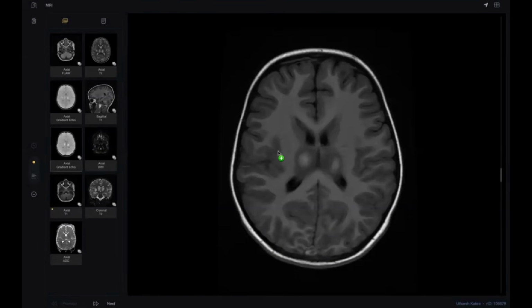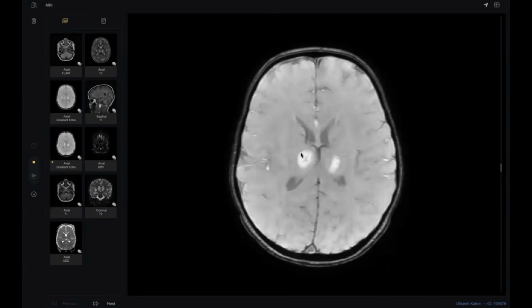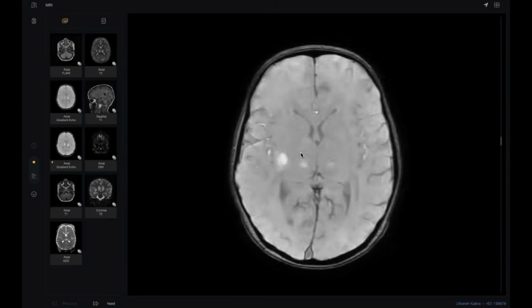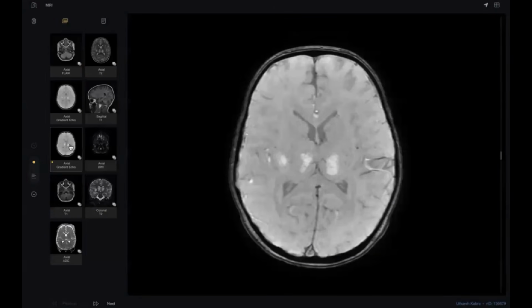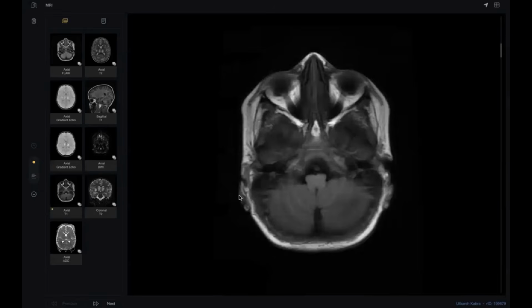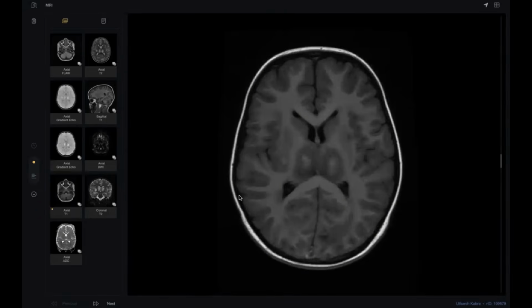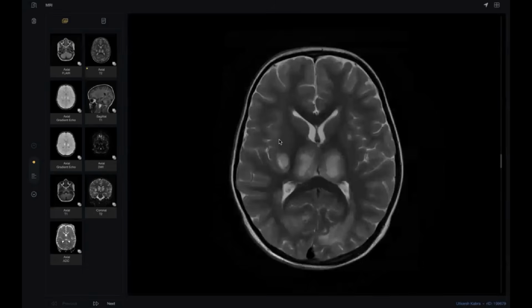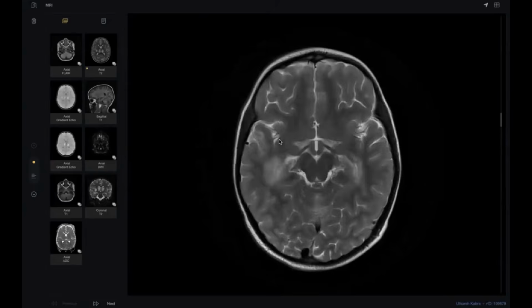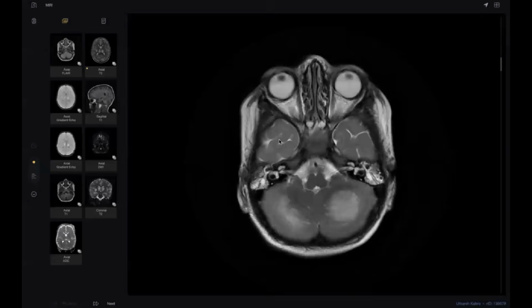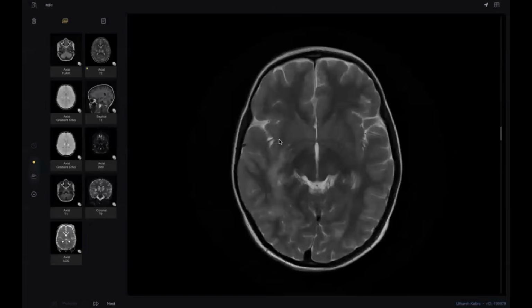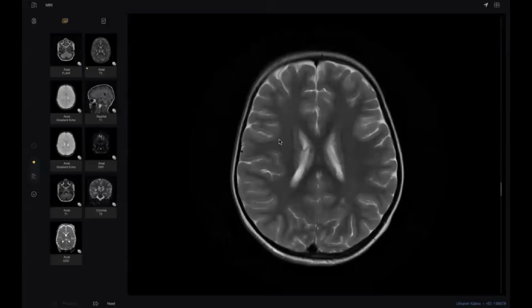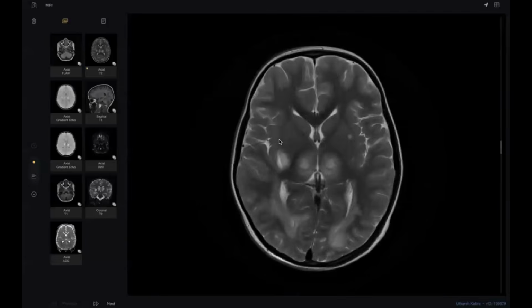Yes, look here, sir. This is acute hemorrhage. Why? Subacute, because it is high T1, high T2. This is subacute hemorrhage. Okay, what else? Sir, subacute hemorrhage in a 5-year-old patient presenting with seizures.